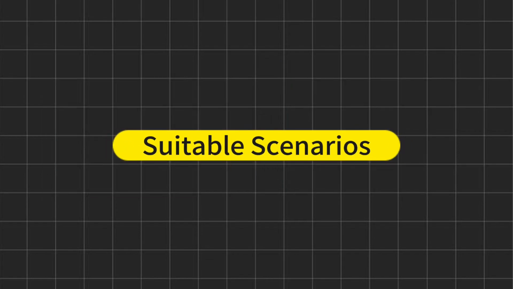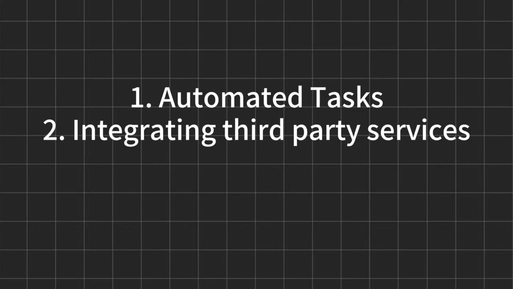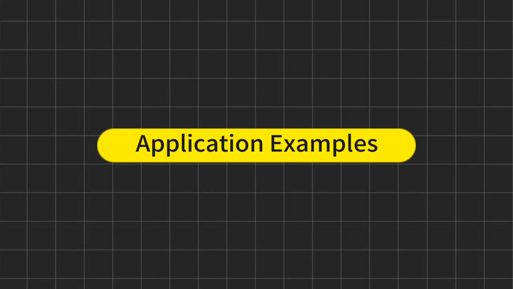Suitable scenarios. Webhooks are particularly suited for scenarios such as 1. Automated tasks. For instance, automatically updating social media after an article is published in a content management system. 2. Integrating third-party services. Notifying merchants to process order statuses after transactions are completed on a payment gateway. 3. Monitoring systems. For real-time system alerts, such as server downtime or performance anomalies.